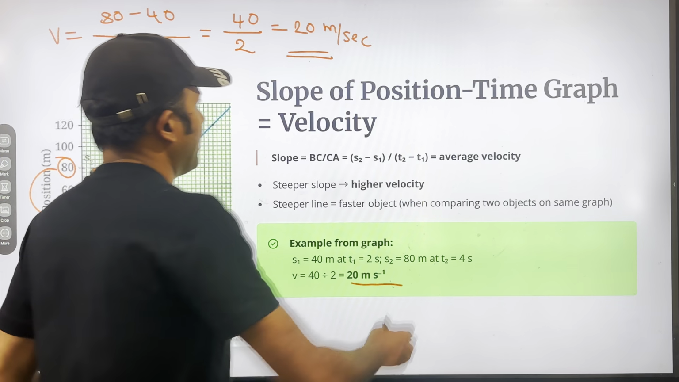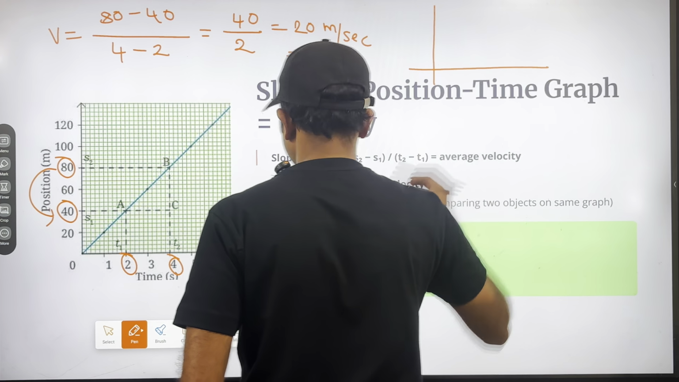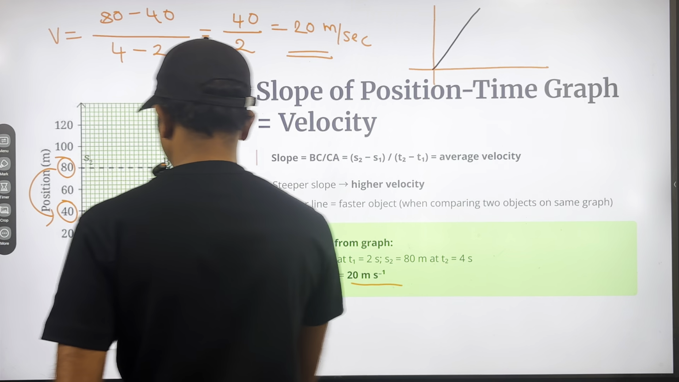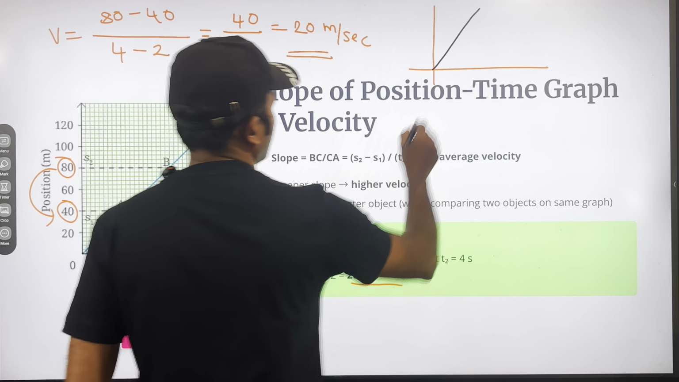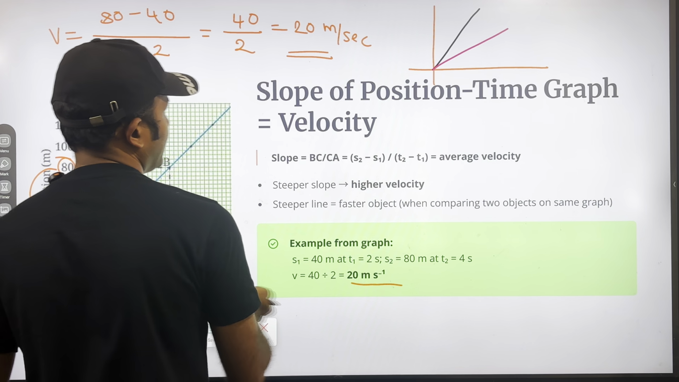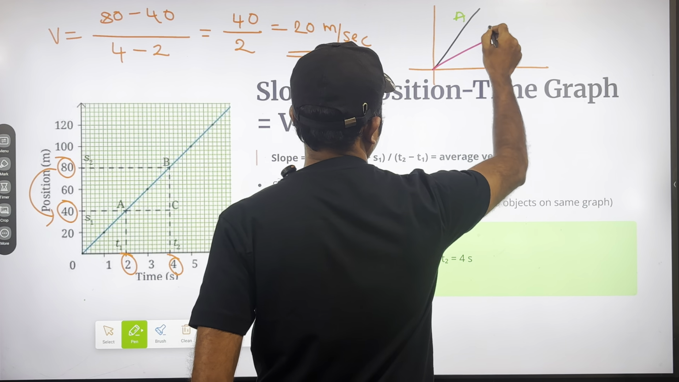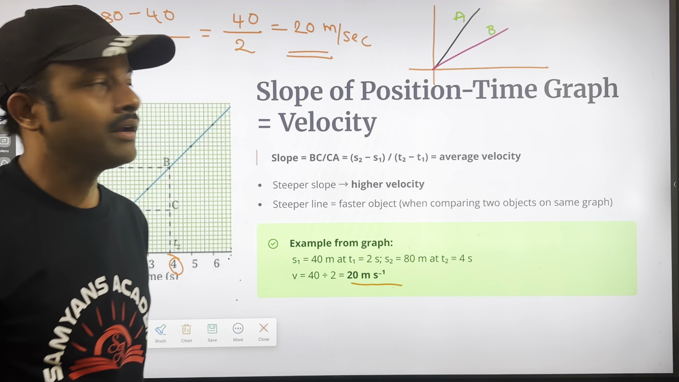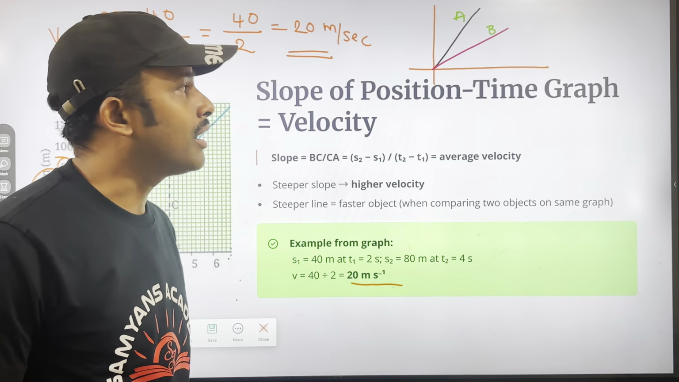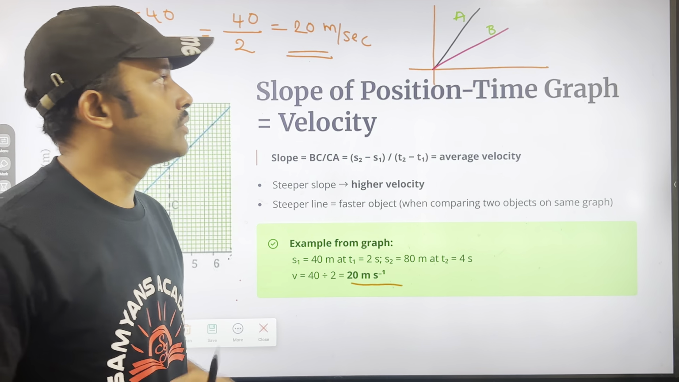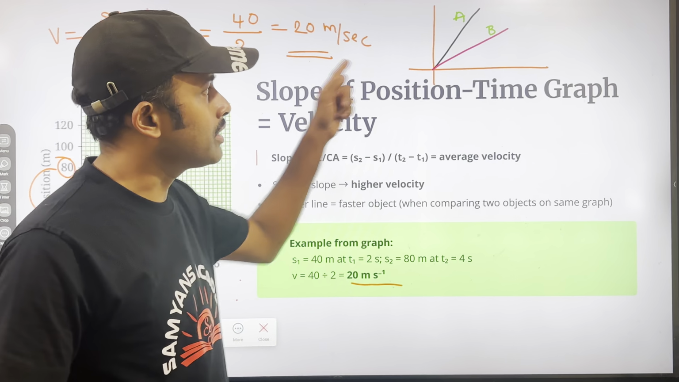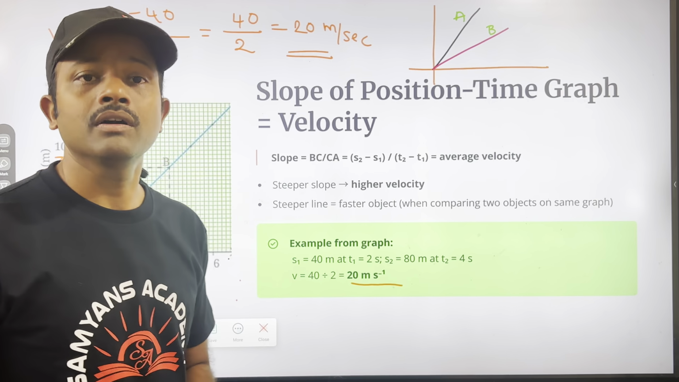For example, I am taking two graphs here. Let us say this is car A, and for another graph, this is car B. Between these two graphs, which car has more slope, the black line or the red line? Car A has the more slope, so it has the greater speed. The velocity of car A is more than the velocity of car B.